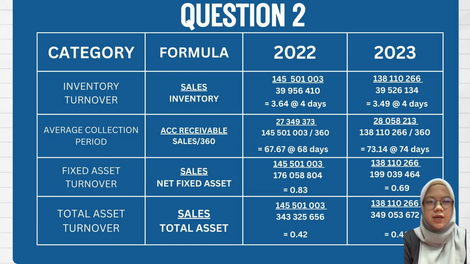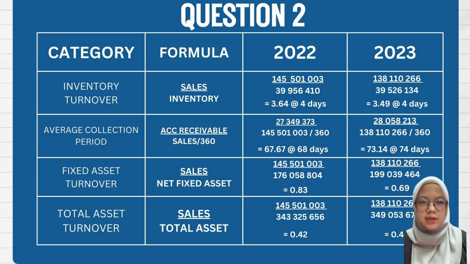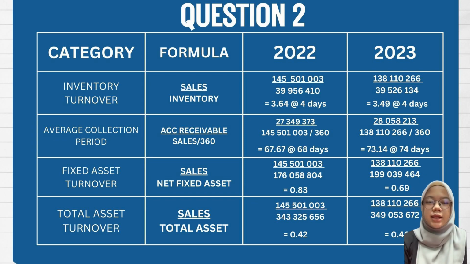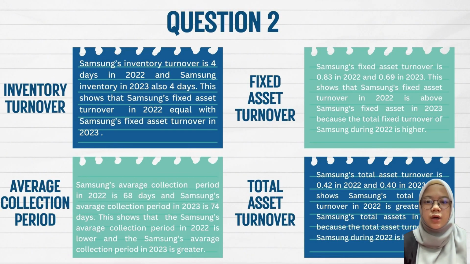The third one is fixed asset turnover. To get fixed asset turnover, sales divided by net fixed assets. Fixed asset turnover for 2022 is 0.83, and for 2023 it is 0.69. And lastly, to get total asset turnover, sales divided by total assets. So total asset turnover for 2022 is 0.42 and for 2023 it is 0.40. So this is the analysis of the asset management ratio.